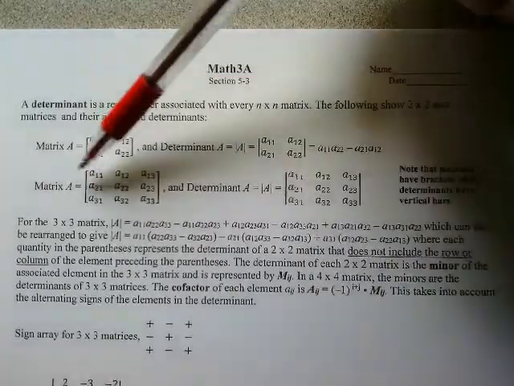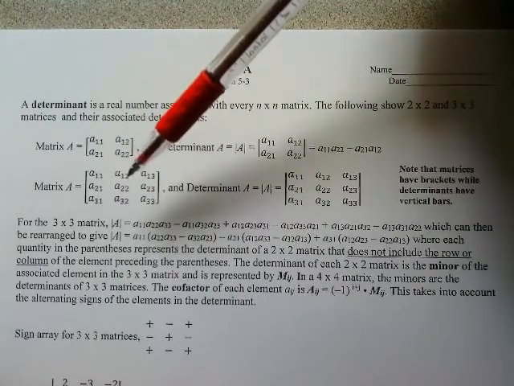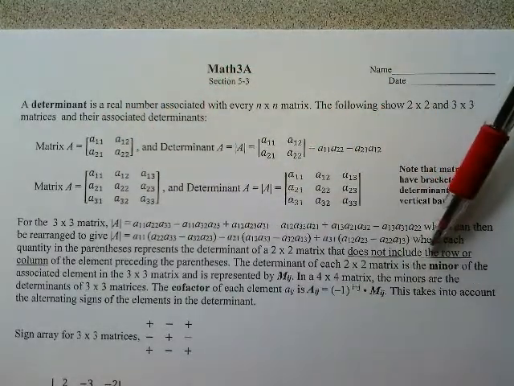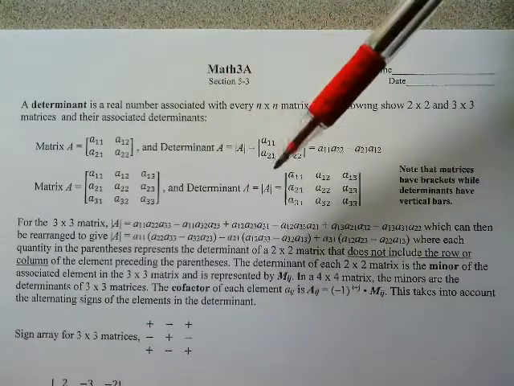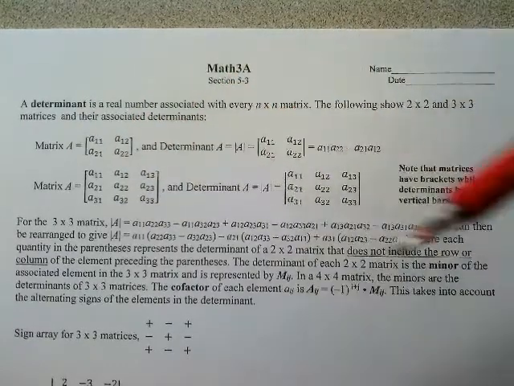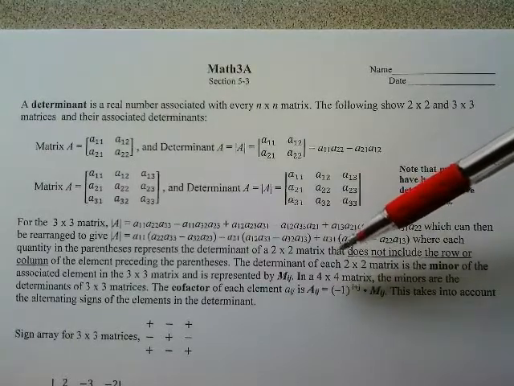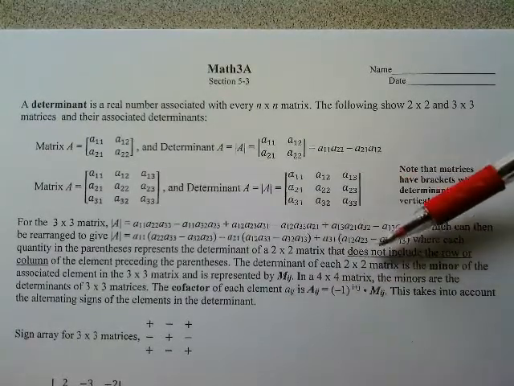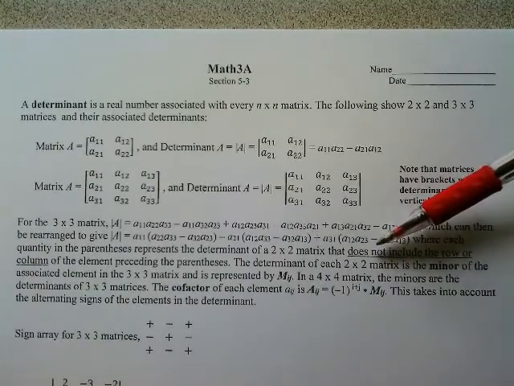You can do any row or column. Basically the bottom line is the 2 by 2 does not include the row or column of the element that's being associated with that 2 by 2. And we will look at some examples of how to do that shortly. But that's the bottom line, is you always pick the 4 elements that are not in the same row or same column of the value that goes out in front.